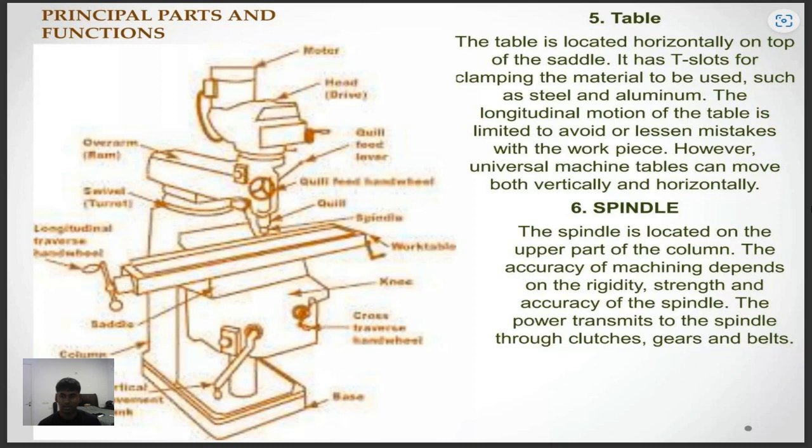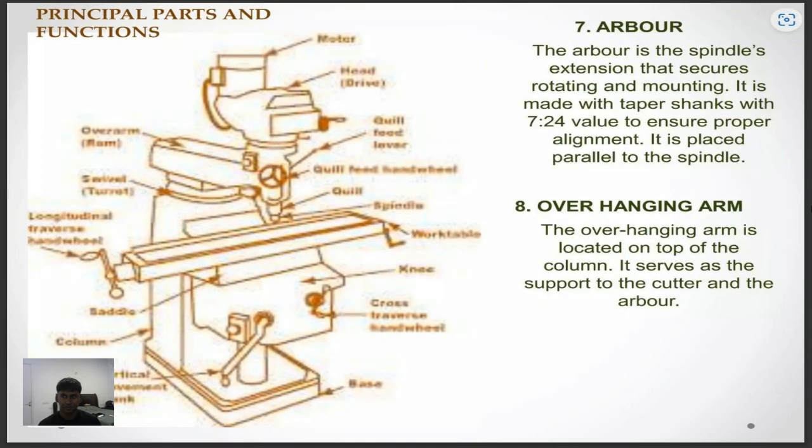Spindle. The spindle is located on the upper part of the column. The accuracy of machining depends on the rigidity, strength, and accuracy of the spindle. The power transmits to the spindle through clutches, gears, and belts.